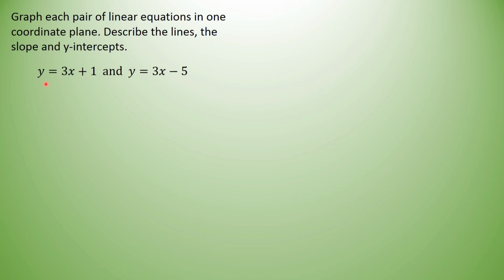Our given is y equals 3x plus 1 and y equals 3x minus 5. Para sa ating equation 1, we have y equals 3x plus 1. As you can see, this is already written in slope-intercept form. So, pwede na nating i-graph ang ating equation using the slope and y-intercept. So, ang slope natin para sa first equation ay 3 at ang y-intercept naman is equal to 1.